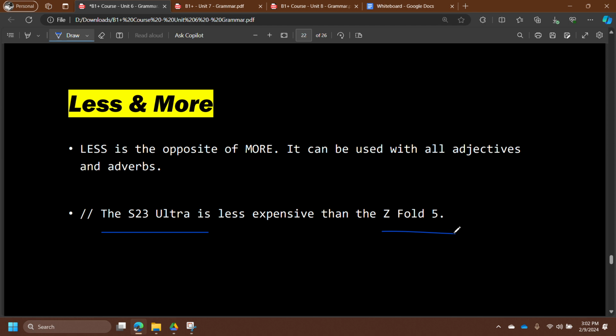What does that tell you? It means that both are expensive, but one of them is a little less. So, from what I remember, Fold 5 was around 1800 and this one, for example, was around 1200. So if you just check them both, they're not actually cheap phones, but one is significantly less than the other. So we can use "less expensive" as well. The good thing about "less" is, guys, that it can be used with all adjectives and all adverbs.